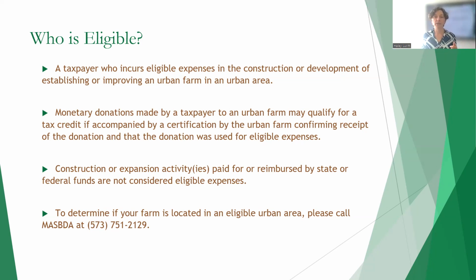The monetary donations that we mentioned a minute ago, you can give money to an urban farm. If you have construction or expansion activities that you're getting reimbursed by state or federal funds for, you can't turn those in for the tax credit. The IRS does not like double dipping. So if you put up a high tunnel and NRCS gives you cost share for that high tunnel, you cannot then turn around and say, the high tunnel cost me $10,000, so I should get a $5,000 tax credit, because NRCS already gave you $8,000 in cost share for that.